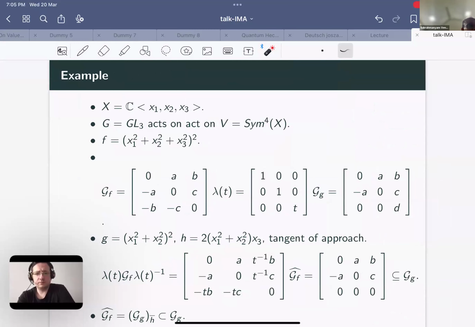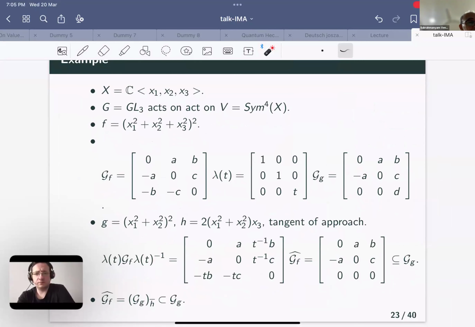So is the statement clear? Does anyone have a question on the statement? So this is really the statement: G_F hat is contained inside G of G. Is there a question on whether the statement is clear? Are there questions on this? No? Okay, then should I go ahead?